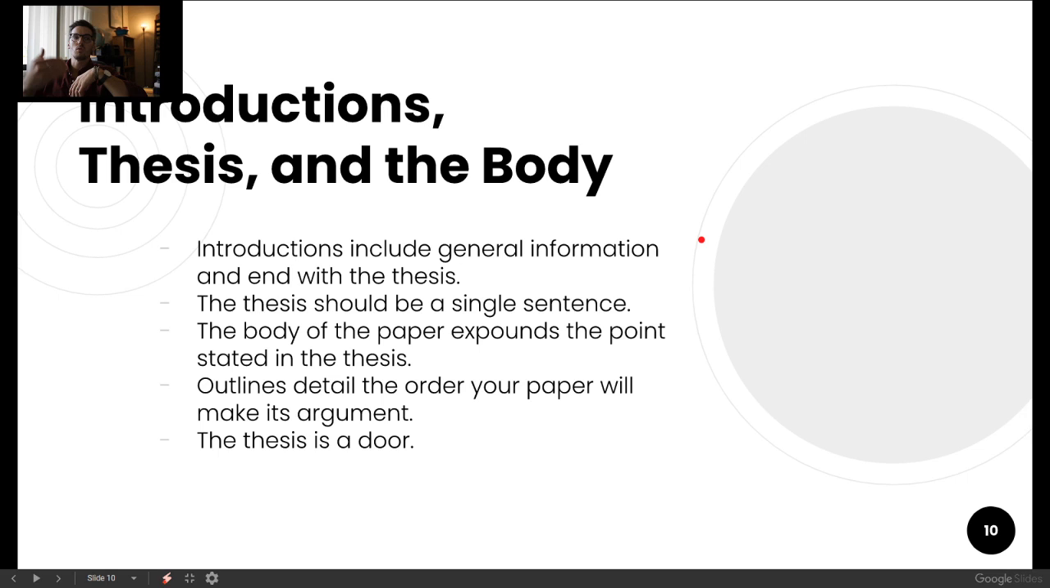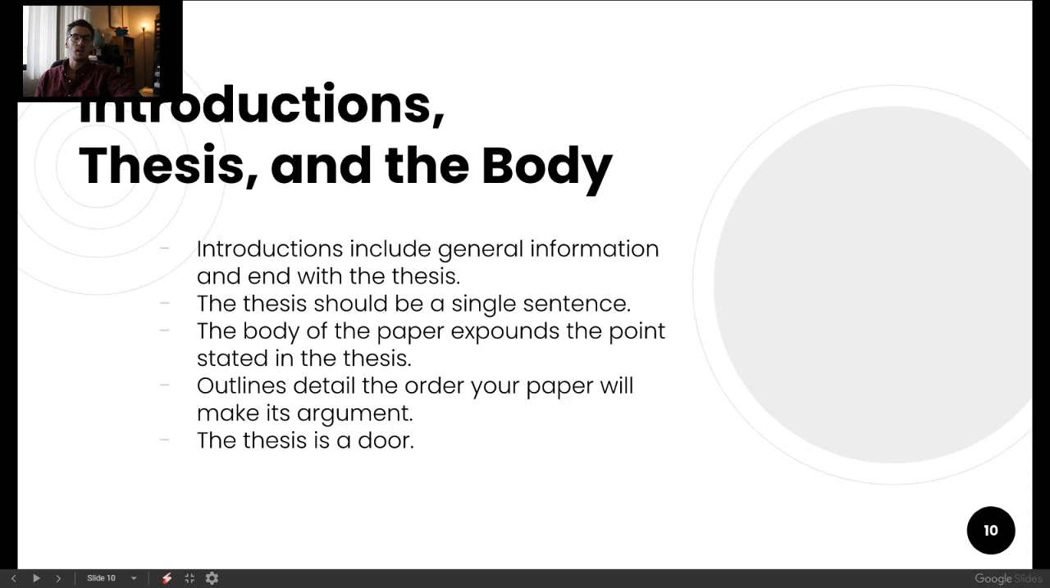It would make sense if it was chronological. Sometimes, let's say you're going to make an argument for Chillingworth and how he develops as a character. You would want to talk about events in his life that made a difference, but you would talk about them in order. It wouldn't make sense to talk about Chillingworth at the end of the book, and then in the beginning of the book, and then the middle of the book. That's illogical. We would want it to be chronological. So, outlines detail the order your paper will make its argument.